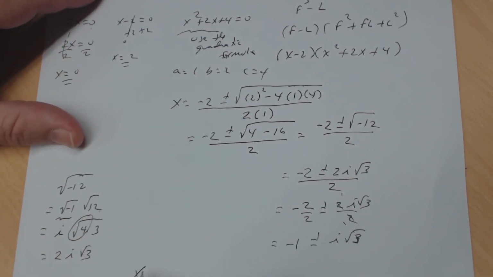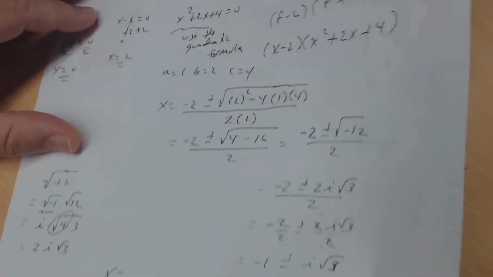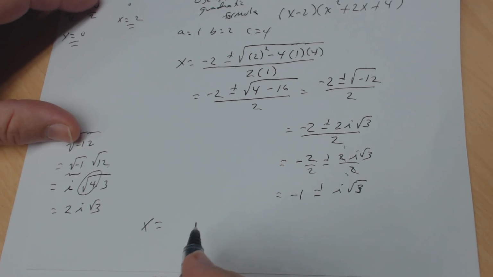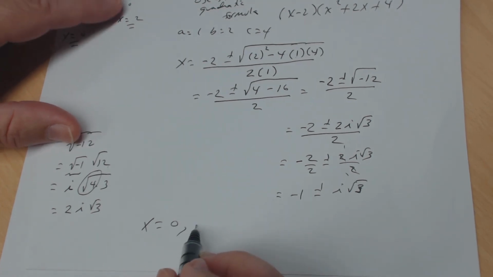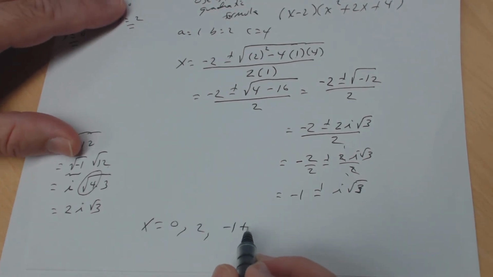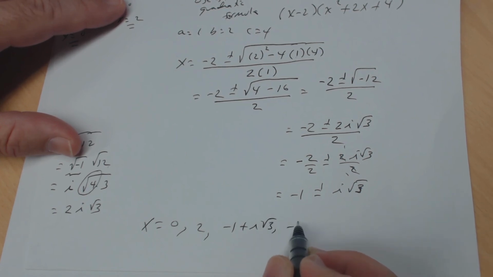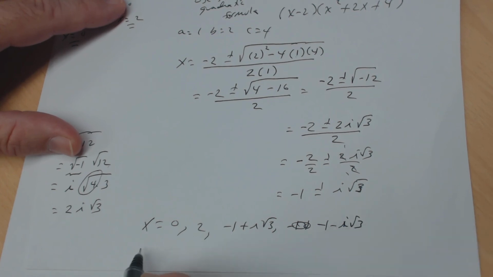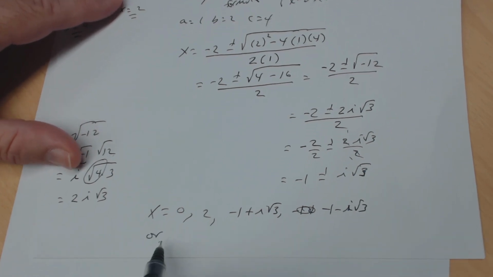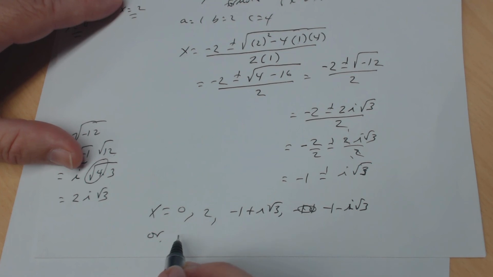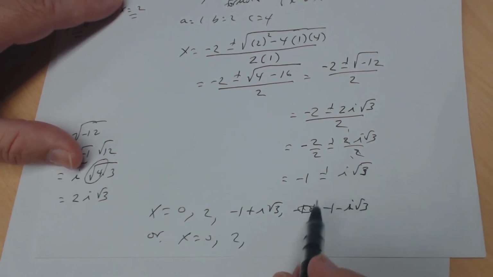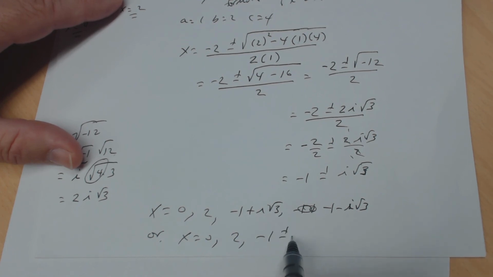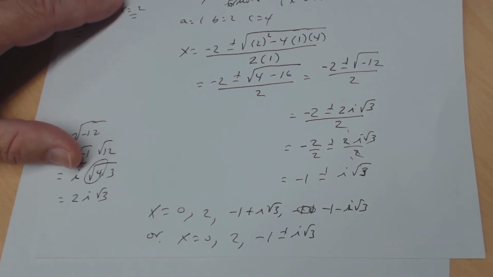So in my math lab, they're going to ask you to write them separately. So you're going to say x is 0, 2, and then negative 1 plus i square root of 3, negative 1 minus i square root of 3. Or on a paper test, you would say x equals 0, comma, 2, comma, and then this right here: negative 1 plus or minus i square root of 3.